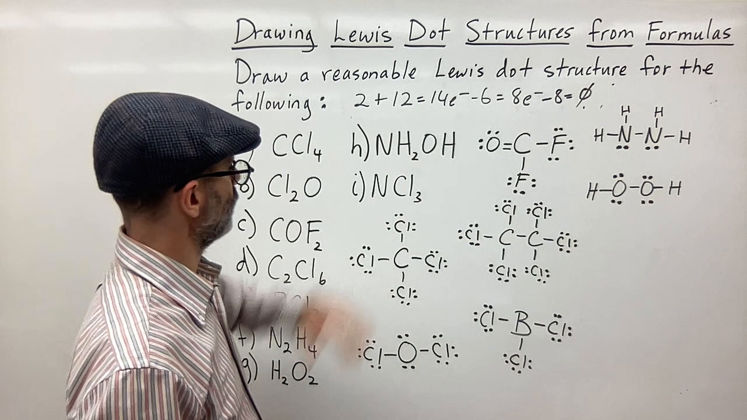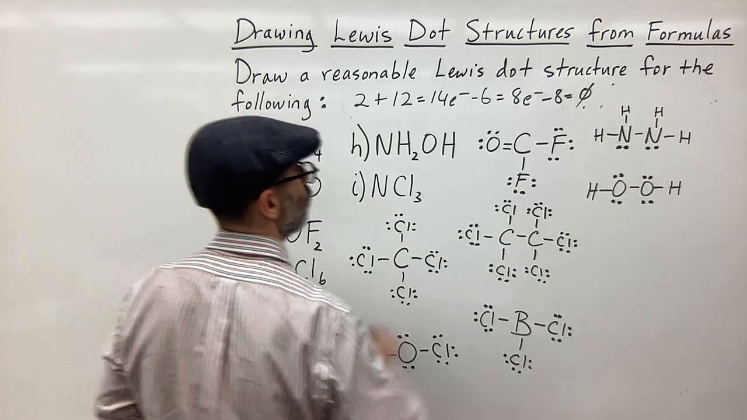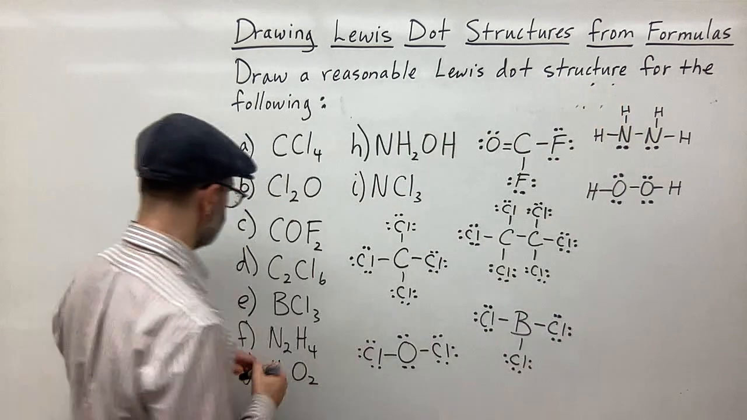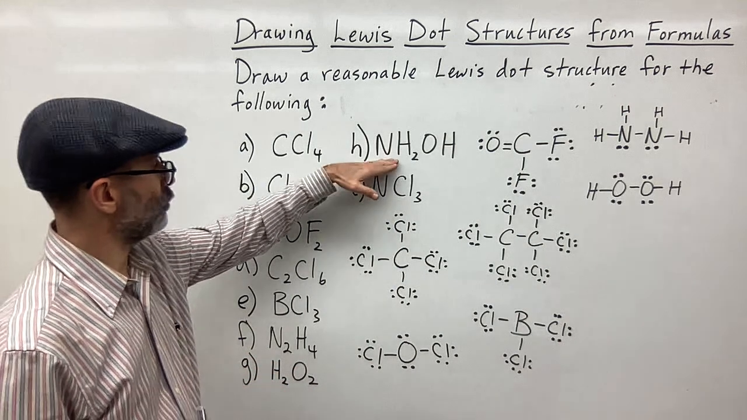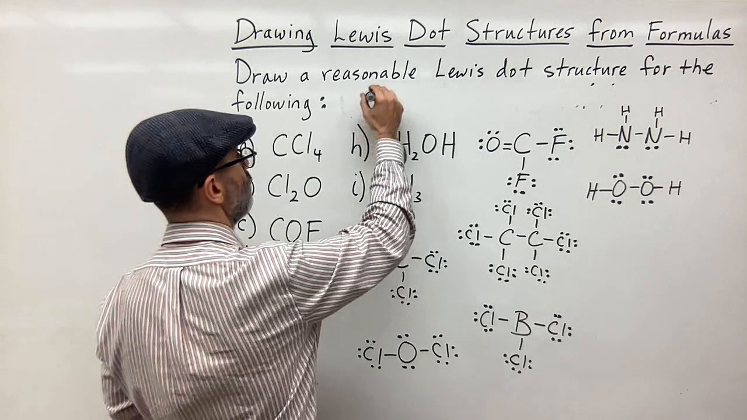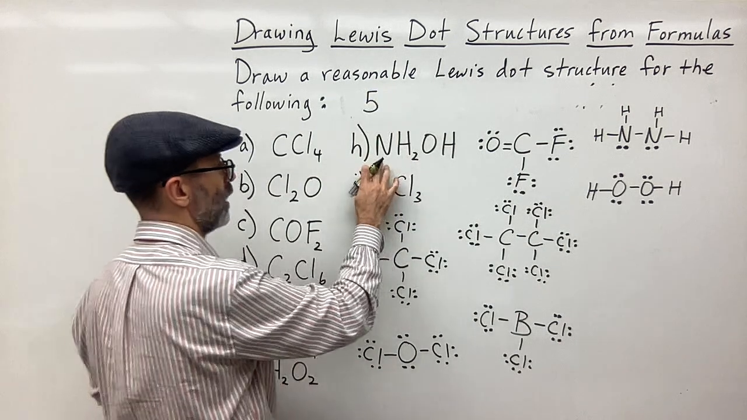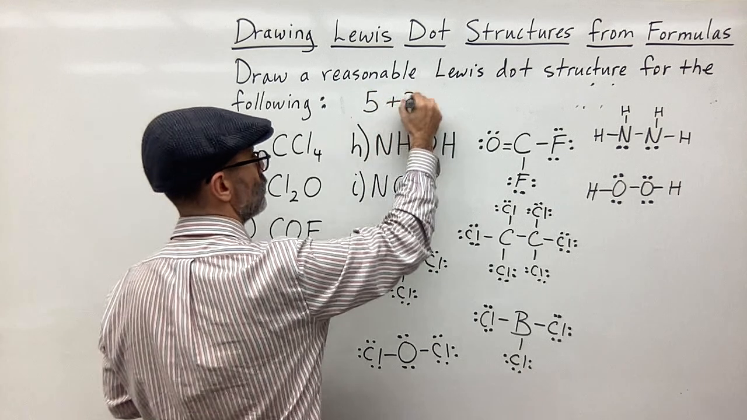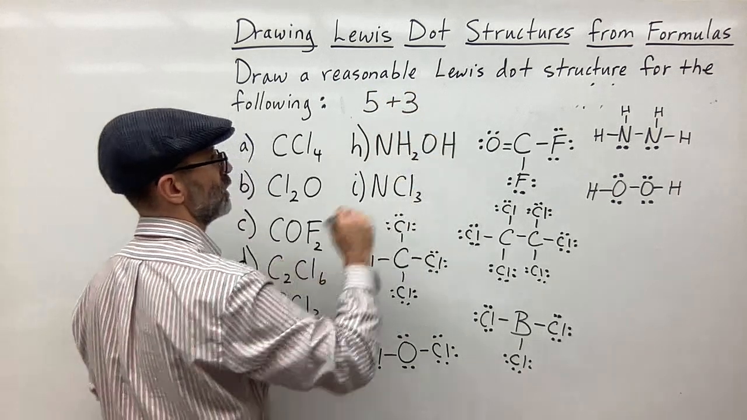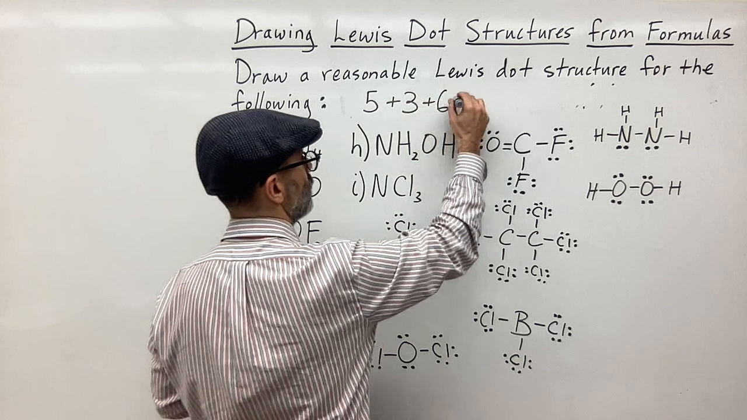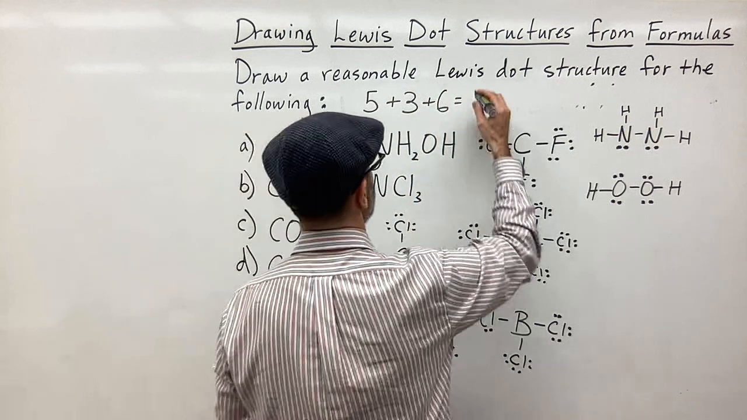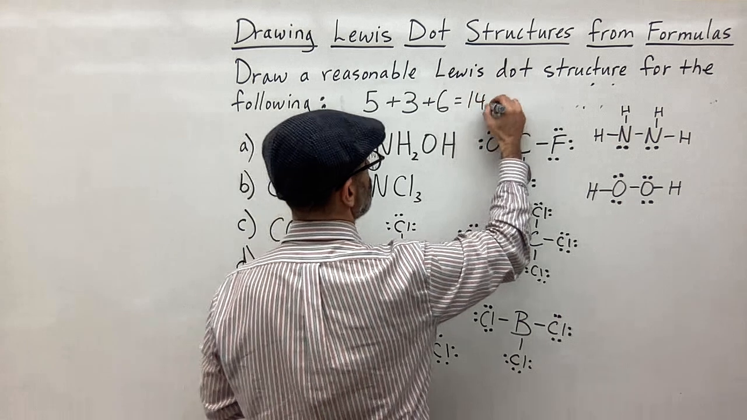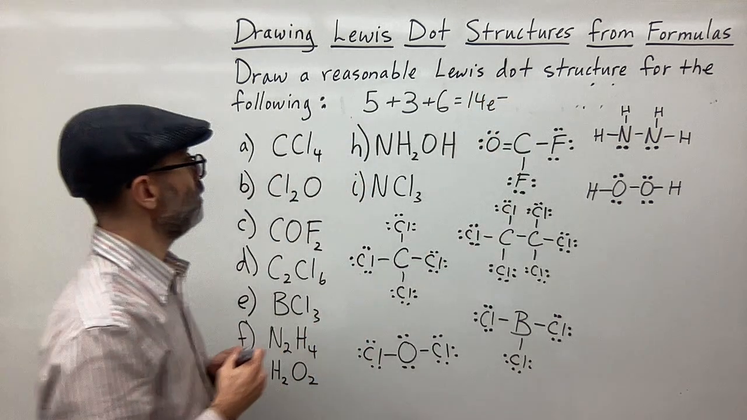Next we have NH2OH. So again, quickly. So we have nitrogen that's in group 5. So we have 5 valence electrons. We have 3 hydrogen. Each one has 1 valence electron. So that's 3. And we have oxygen that's in group 6. So that's 6 valence electrons. We add that together and we have 14 valence electrons again.